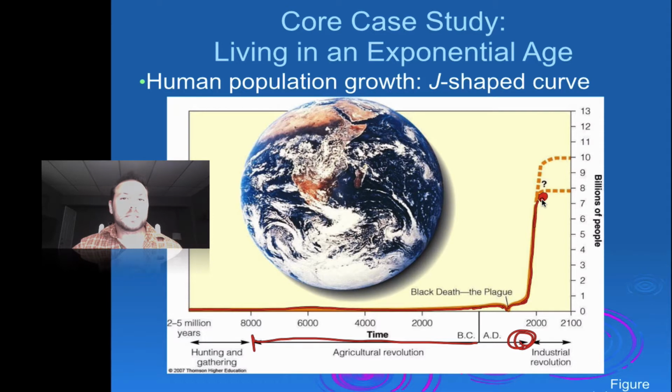So our population is at 7.2 billion people and growing, and does not really see any chance of slowing down. This right here is our J-shaped curve, basically an exponential growth curve. We'll go over different types of growth curves, but this is what the human population is experiencing right now.